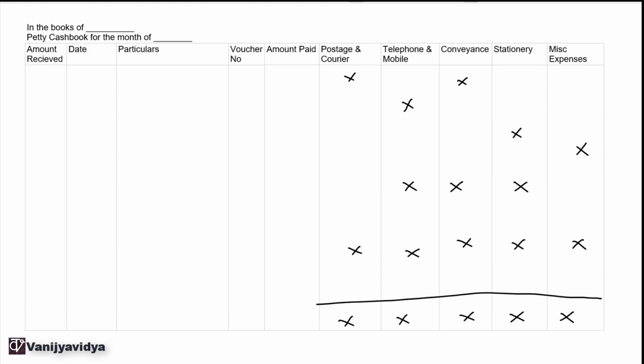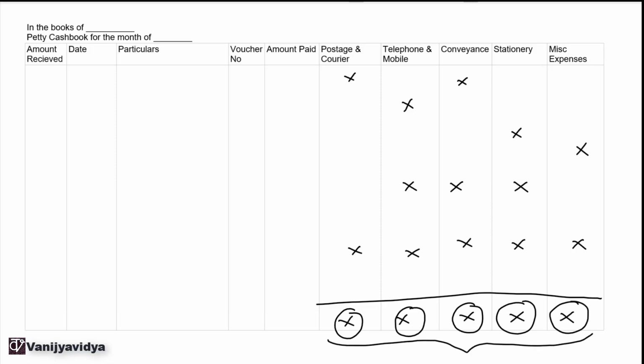So in this case, journal entry will be postage and courier account debit for this amount, telephone and mobile account debit for this amount, conveyance account debit for this amount, stationery account debit for this amount, miscellaneous expense account debit for this amount, to petty cash account for total of all these expenses. So this is how journal entries are posted periodically from petty cash book to their respective ledger accounts.